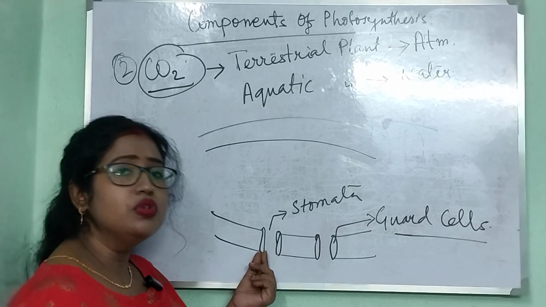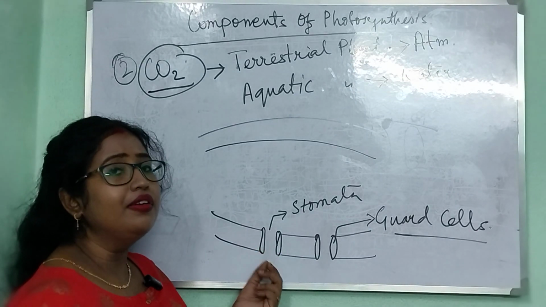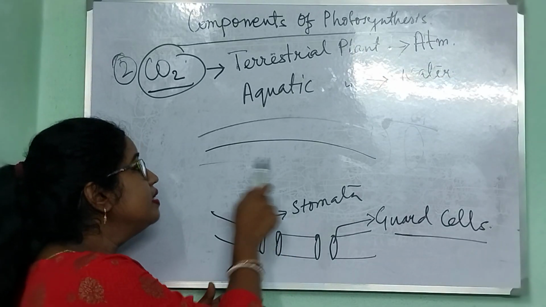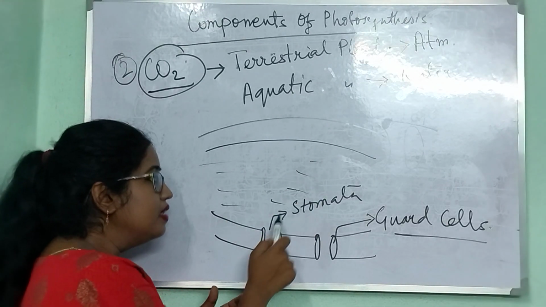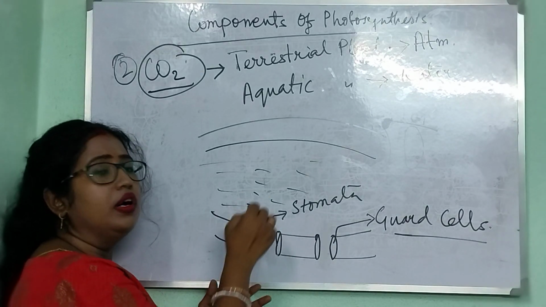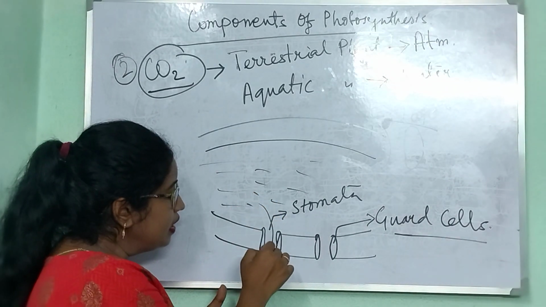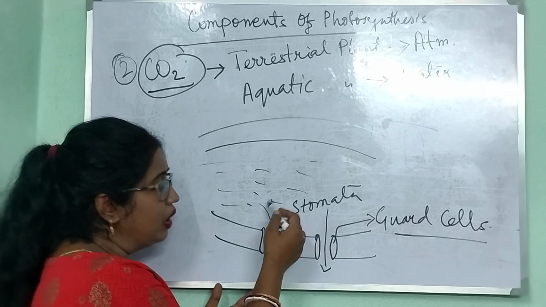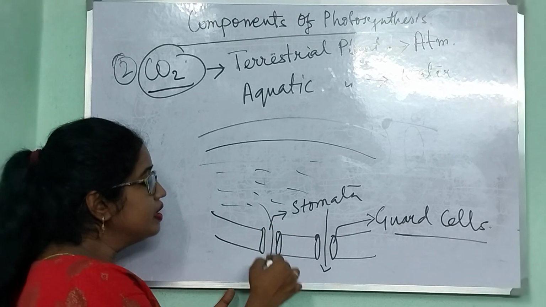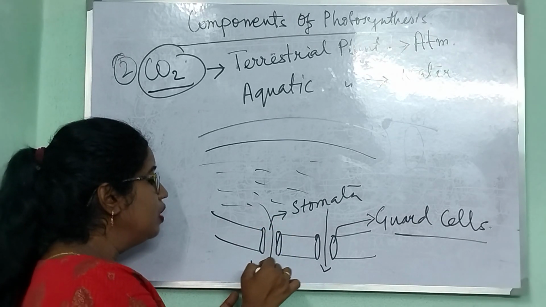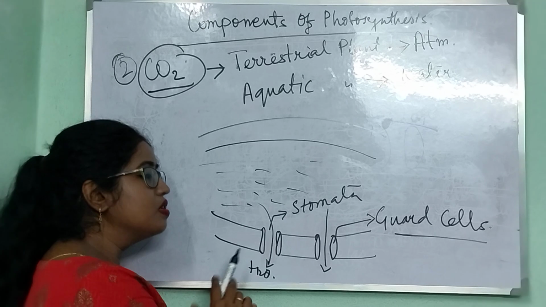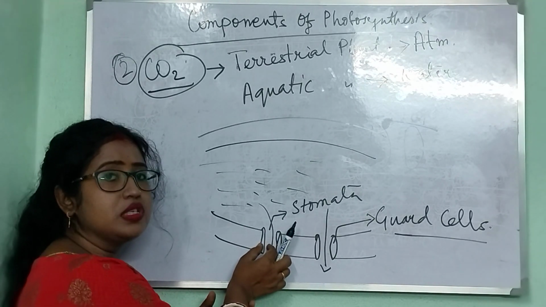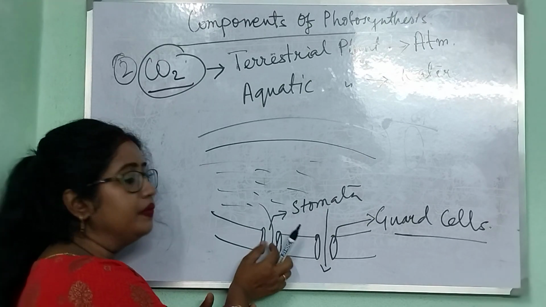It remains closed because if it remains open, then the excess water present in the mesophyll cells or mesophyll tissue would evaporate, or the water molecules would be lost through these openings. So the stomatal pore remains closed when the photosynthesis event doesn't occur.